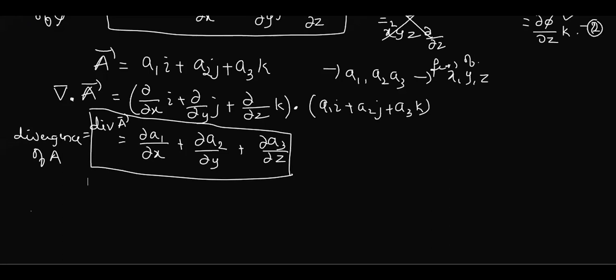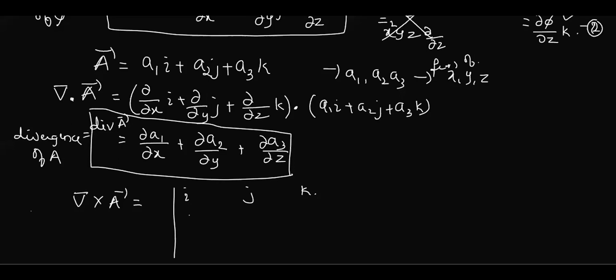Anybody can guess? Cross product. Very good. Cross product of del and vector A, isn't it? What are the elements? How to take a cross product? We are aware. We have to take i, j, k. So this is i, j, k. So I should write the i, j, k coefficients of del now. Am I right? These are the i, j, k coefficients.